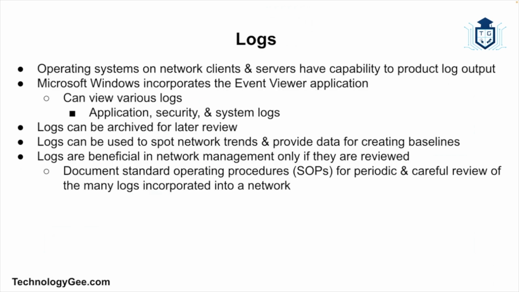So in addition to logs that are generated by routers, switches, and other infrastructure gear, the operating system powering network clients and servers generally has the capability to produce log output. Rather than containing general log information, Microsoft Windows incorporates the Event Viewer application, which allows you to view various log types, including application, security, and system logs. And these logs can be archived for later review and can be used to spot network trends and provide data for creating baselines.